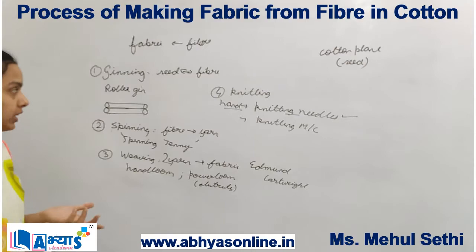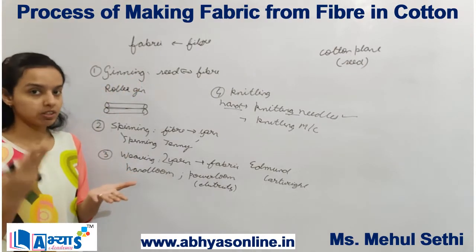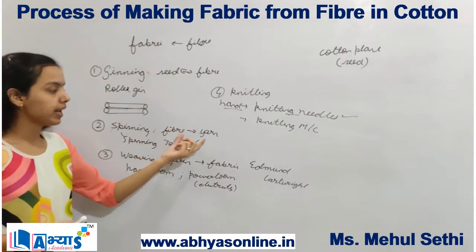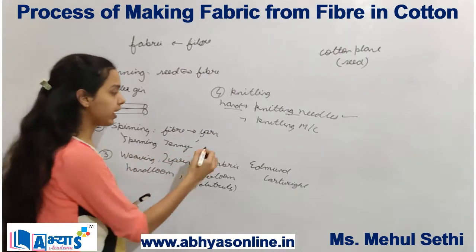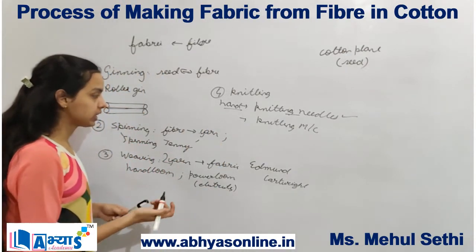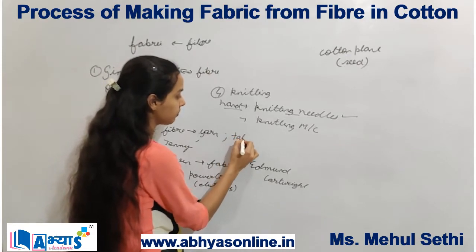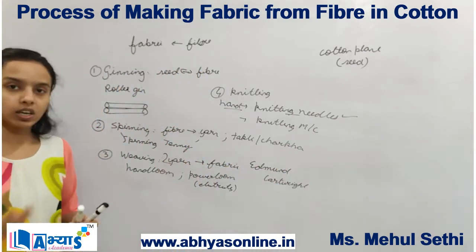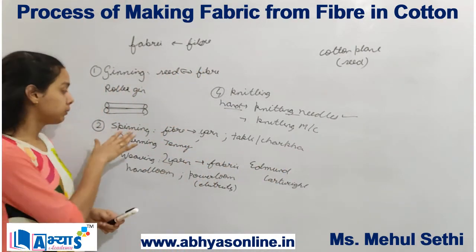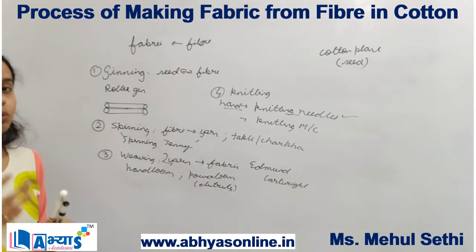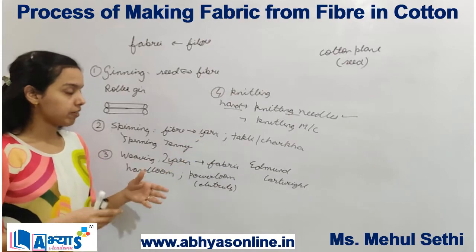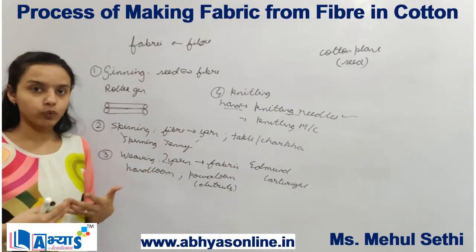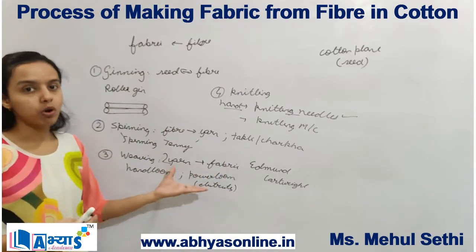Now let us repeat once again. We begin with the process to remove the seed from the fiber, done with the help of a roller gin. The next is spinning, done with the help of the spinning jenny, or by traditional methods such as using a takli or a charkha, which were used in earlier times. Spinning involves combining the fibers to make a yarn. When we have different types of yarn, we do the process of weaving. That means yarns are combined together to make a fabric with the help of a hand loom or power loom.